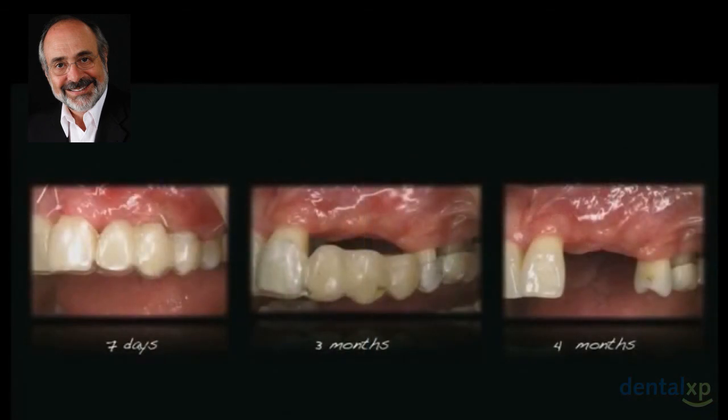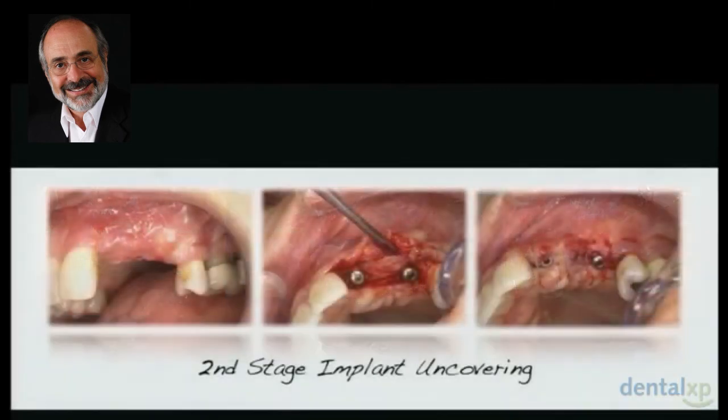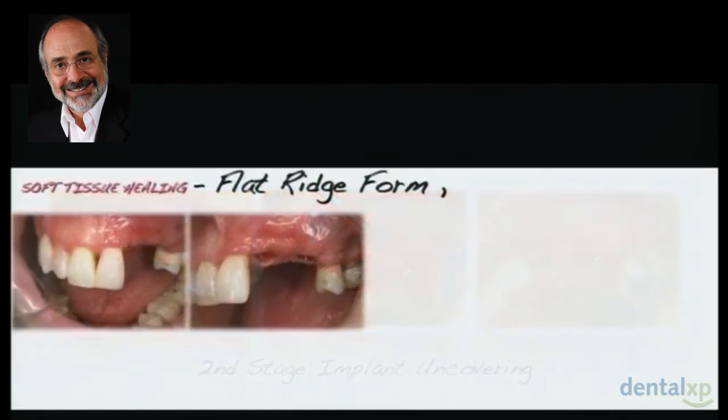7 days, 3 months, 4 months. At 4 months, you look at it, you're getting a little worried, but it's great. Second stage uncovering, we get a nice, hard, firm base down. And what you're seeing now is a very flat ridge form. Flat, flat, flat. We're going to make it flatter yet. And you see there's no curvature to it.